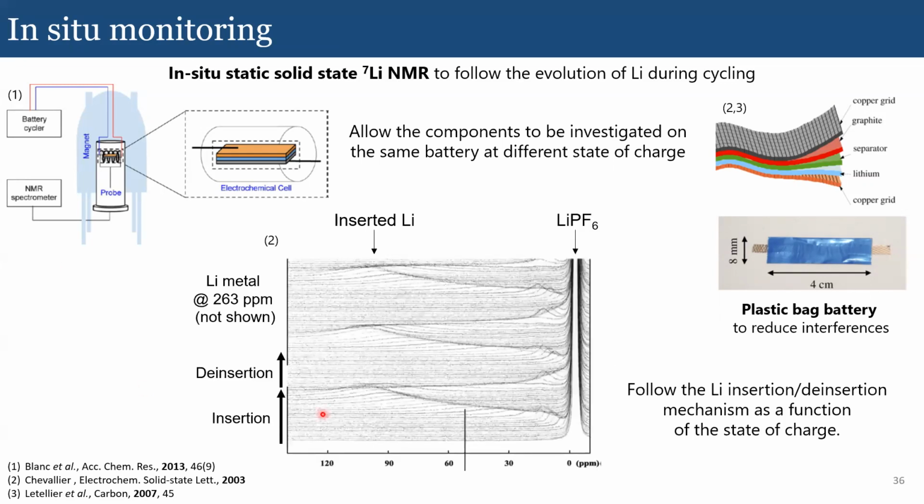In particular, if you look at that study, it's actually not a lithium-ion cell by itself, but it's made of carbon. So in that study, they were probing the lithium insertion and deinsertion in carbon. And you see that with the lithium signal moving from the LiPF6 original electrolyte to the typical lithium chemical shift that you would have for inserted lithium in graphite.